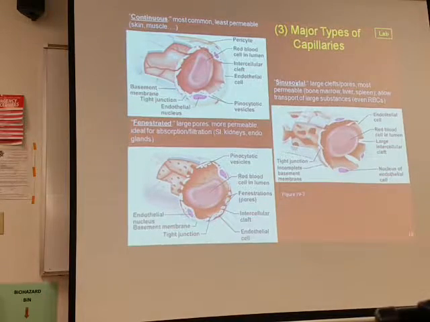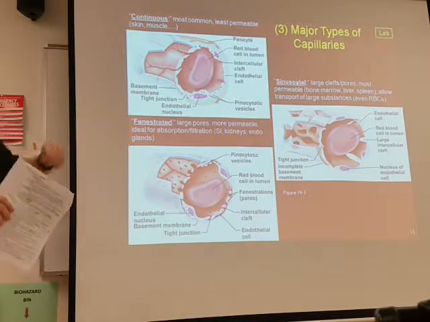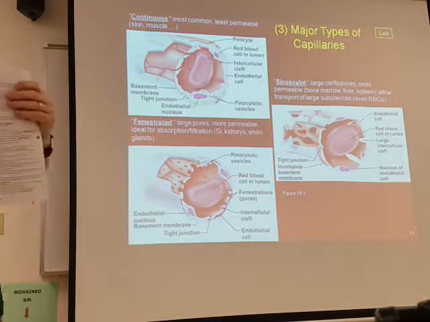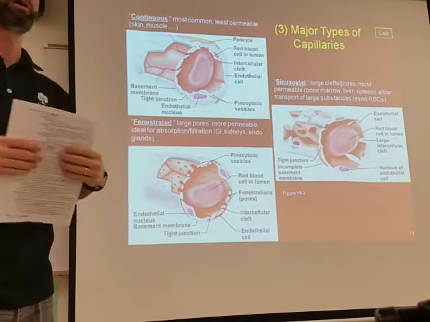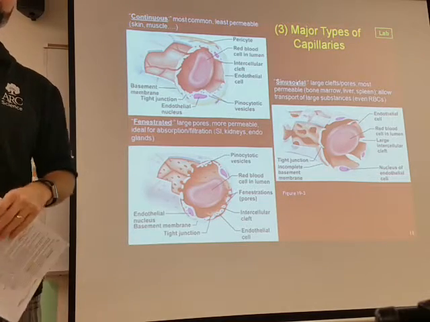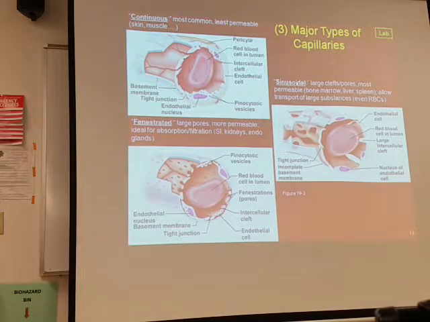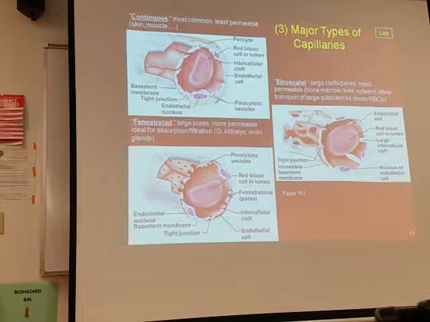So remember, continuous are everywhere. Fenestrated and sinusoidal are in very specific locations, and they're in locations that typically require the movement of cells or proteins across the capillary wall. Does diapedesis happen at all of these? Yes, but it's going to be faster and more efficient where you have the bigger gaps between endothelial cells. So it'd be much easier for white blood cells to get across the sinusoidal capillary than a continuous, but they can get through any.